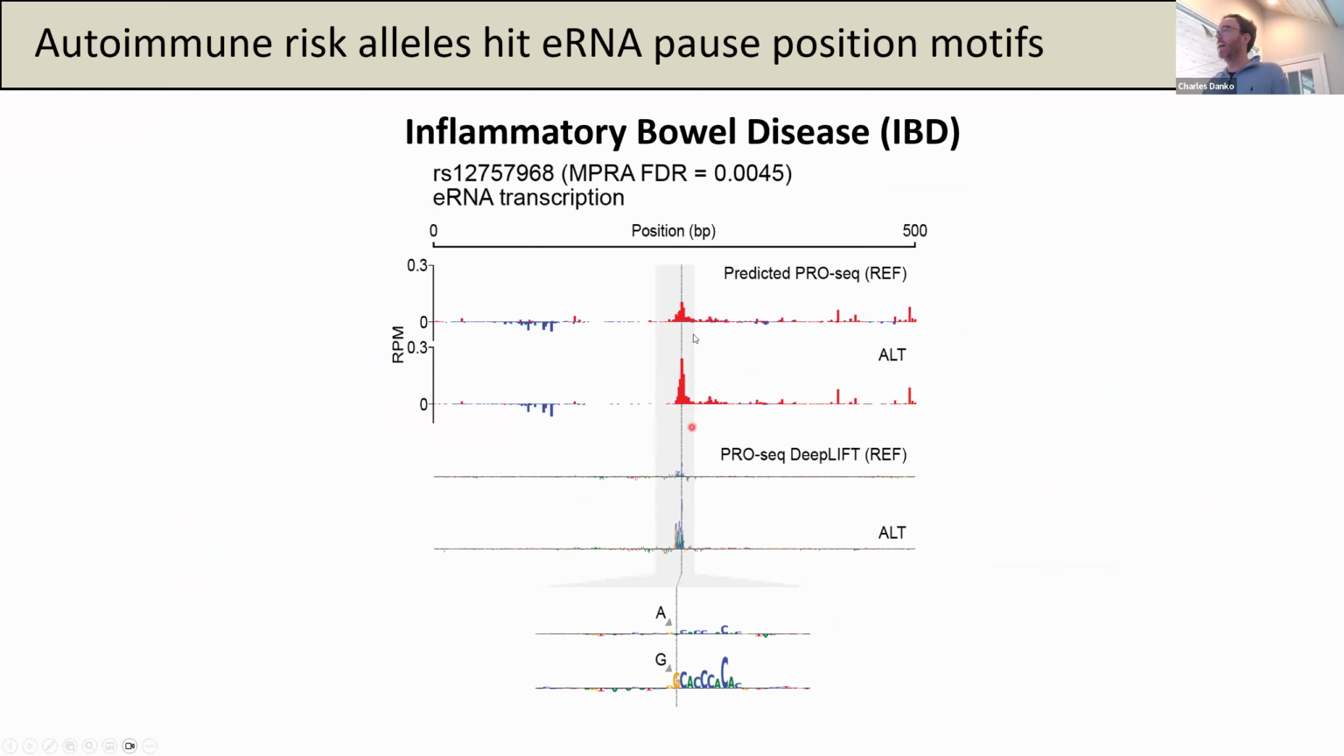which I think is an incredibly interesting result. And then we have at least one case where there is a pausing motif here for inflammatory bowel disease. This SNP here influences this motif, and by doing so, the amount of RNA polymerase which is paused at an enhancer element. And this also was turned up by the MPRA.